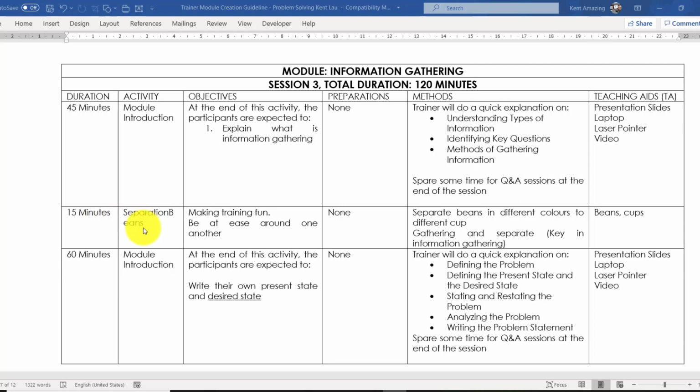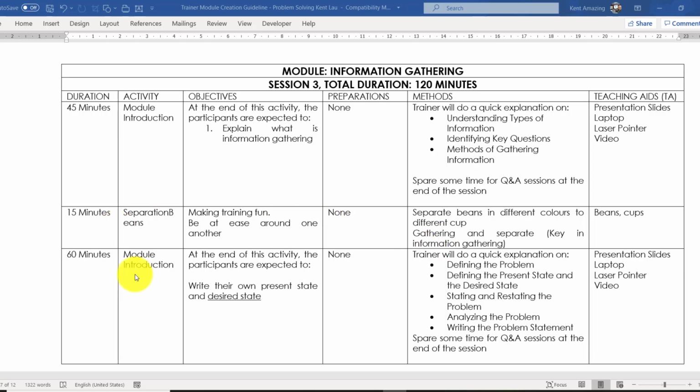The next 15 minutes is a very cool game called separation beans. It relates to information gathering. You gather the information, gather the beans, and then you separate them, cluster them, group them. You can use Microsoft Excel, or just draw it in a graph.